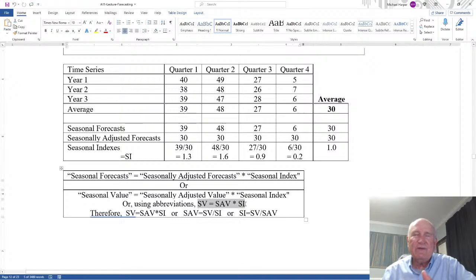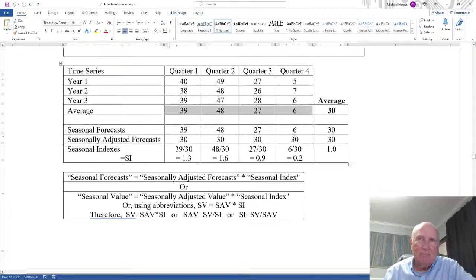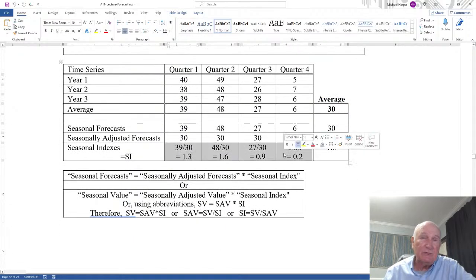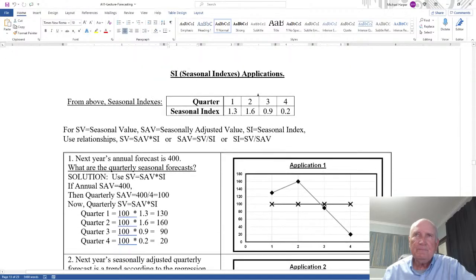And there's three values here. I can give you two and ask for the third. Seasonal value, seasonal adjusted value, seasonal index. There's the equations. Now remember, we got these forecasts without using indexes. But now that we have the indexes, how do we use the indexes? There's some very good applications. On the next page, I have three. The seasonal index application. So here's my seasonal index.